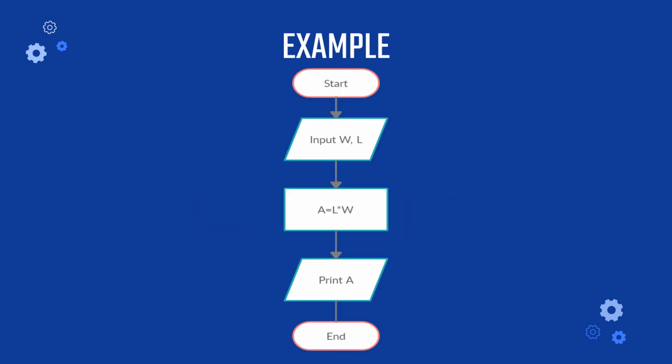So, kapag sa flowchart po yan, we will start the program. And then gagamit po tayo ng input symbol for the width and length. So input W and L. And then for our process na kung saan nakapaloob dito yung formula sa pagkuha ng area, area is equals to L times W or length times width. And then ang output po natin is ipiprint po natin yung area na ika-calculate. So, we will print A and then end na po ng program.